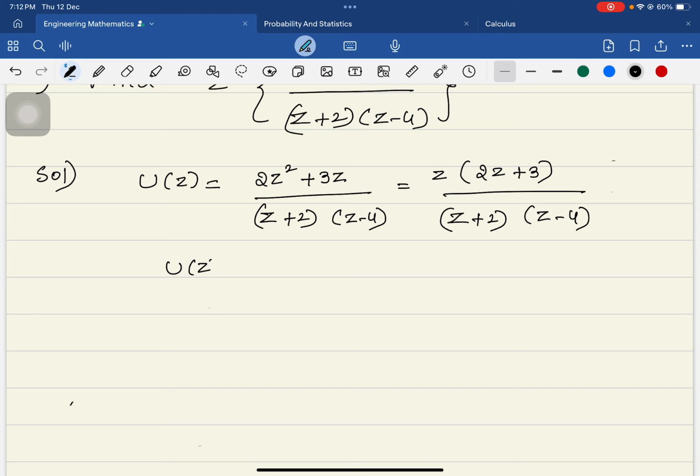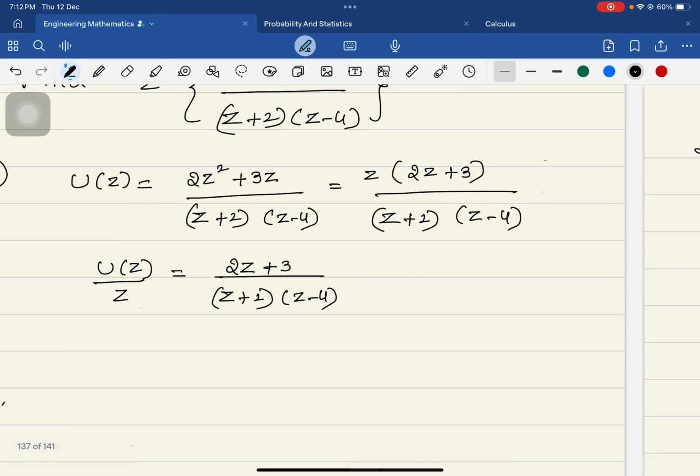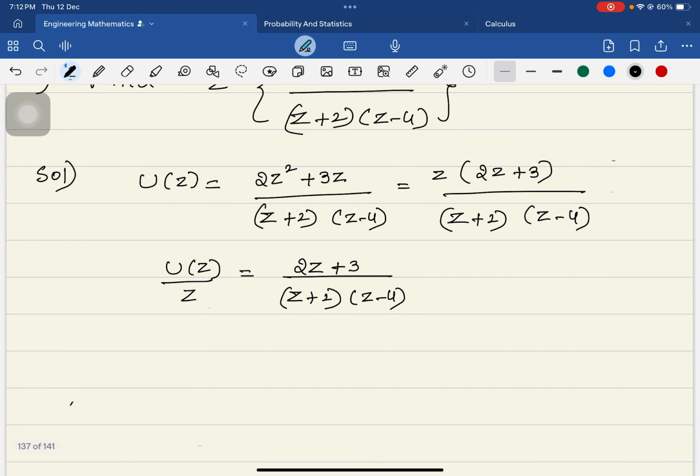Therefore, if I take this z to this side, U of z over z gives you (2z plus 3) over (z plus 2) times (z minus 4). Now, linear factors are there in the denominator, so we can use the partial fractions. The method is A over (z plus 2) plus B over (z minus 4).